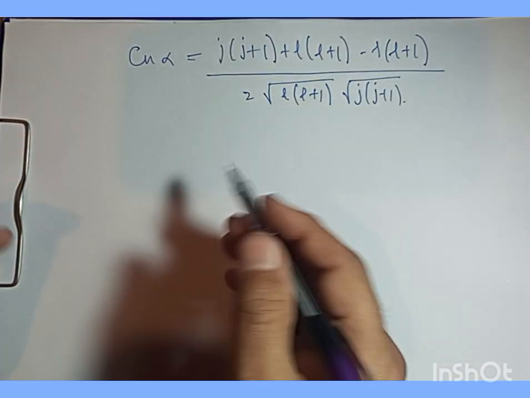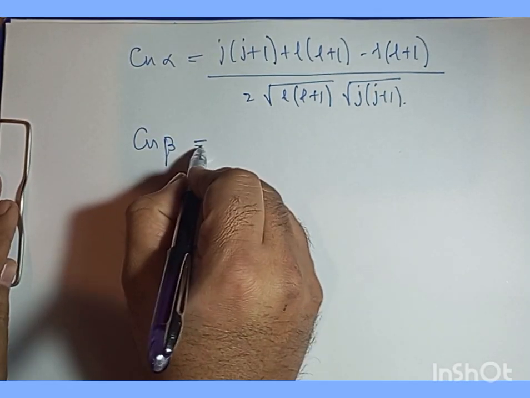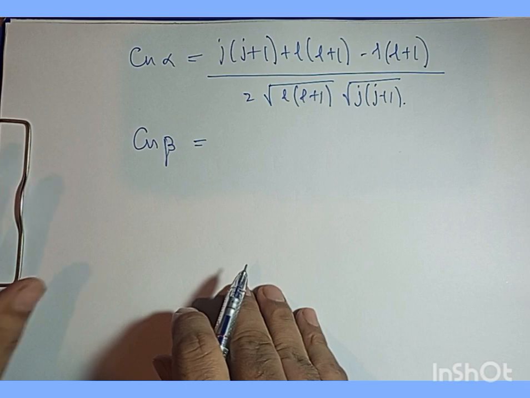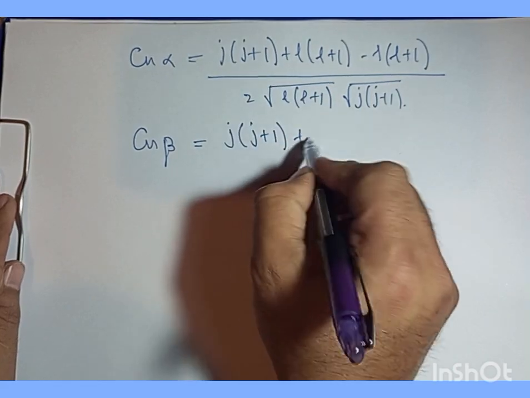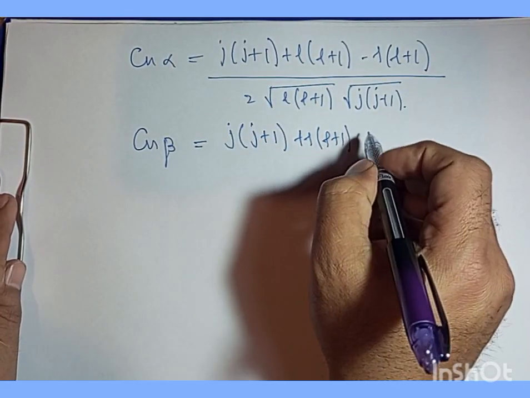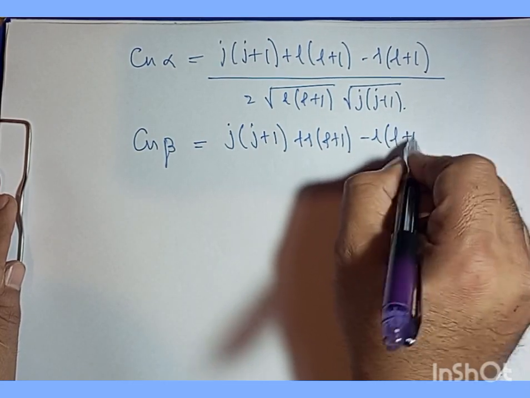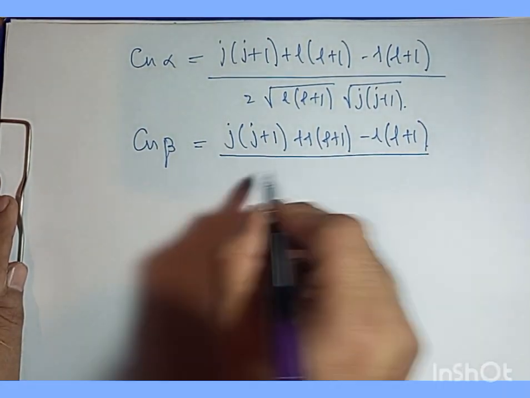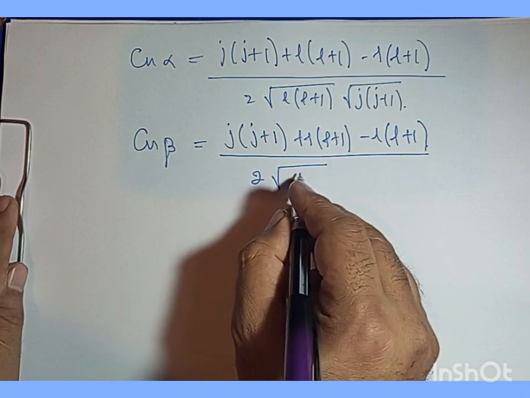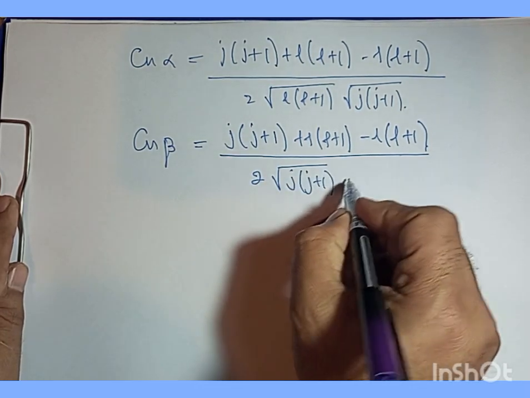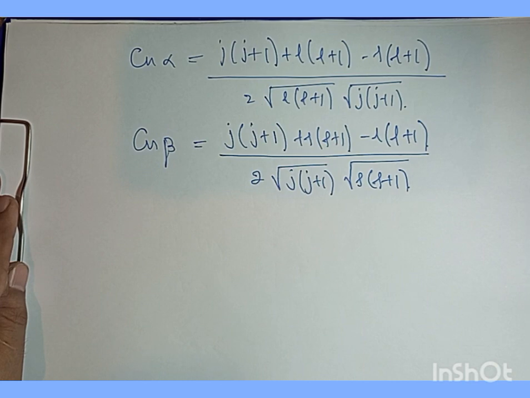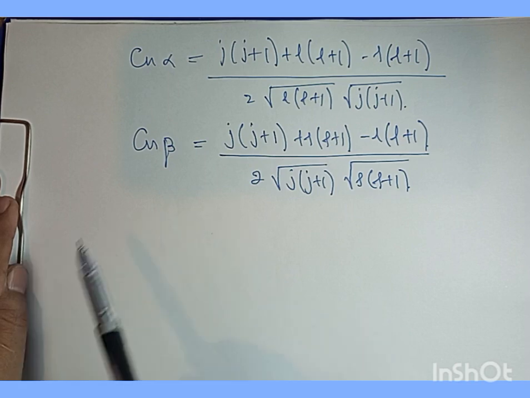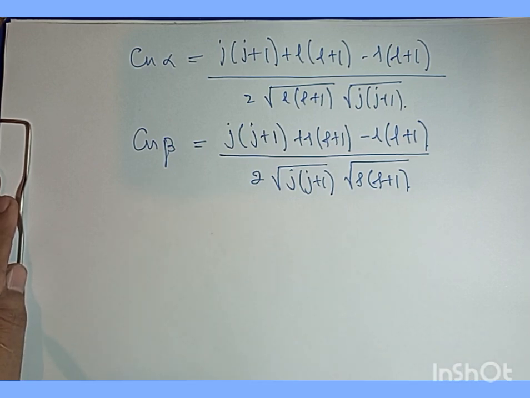Now similarly we can write down cos beta. Making a comparison, by symmetry, we can write down cos beta. It will be something like J times J plus 1, plus S times S plus 1, then minus L times L plus 1. In the denominator, I'll have 2 times under root of J times J plus 1, under root of, instead of L, we will have S times S plus 1. So we have written down the value of cos beta by symmetry, but using the same analysis that we used for cos alpha, you can calculate cos beta.